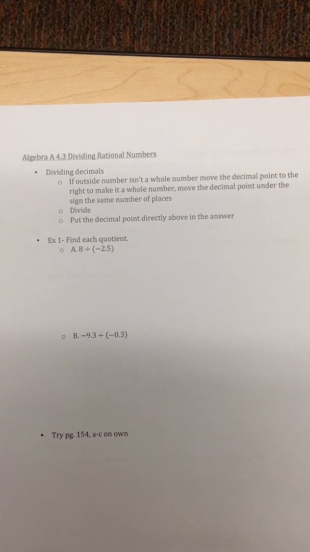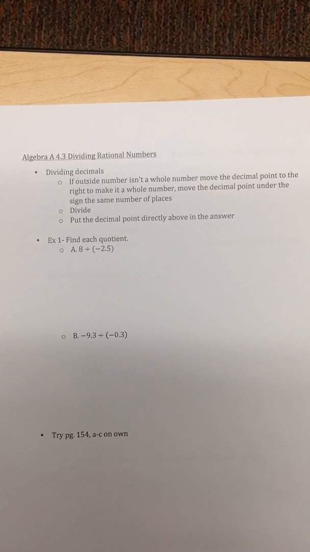This section is 4.3, dividing rational numbers. So we've got our steps here on how we divide decimals. If our outside number, as in when we're doing long division, isn't a whole number, move the decimal point to the right to make it a whole number, and then move the decimal point under the division sign the same number of places.